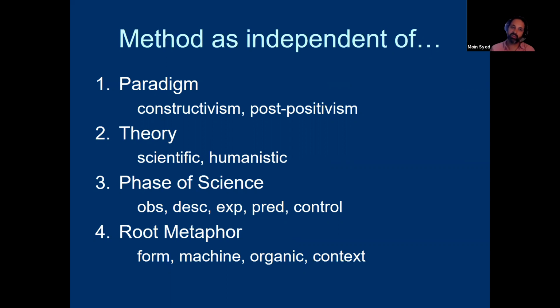So to wrap up this particular section, this lecture, one of the main points to think of is that method truly is independent of these four different philosophical issues that I brought up. So in terms of paradigm, whether using constructivism or post-positivism, you can use quantitative or qualitative methods with either of those. Whether you're doing scientific or humanistic theory, you can use quantitative or qualitative methods with either of those, at all the phases of science, and no matter what root metaphors you're using.